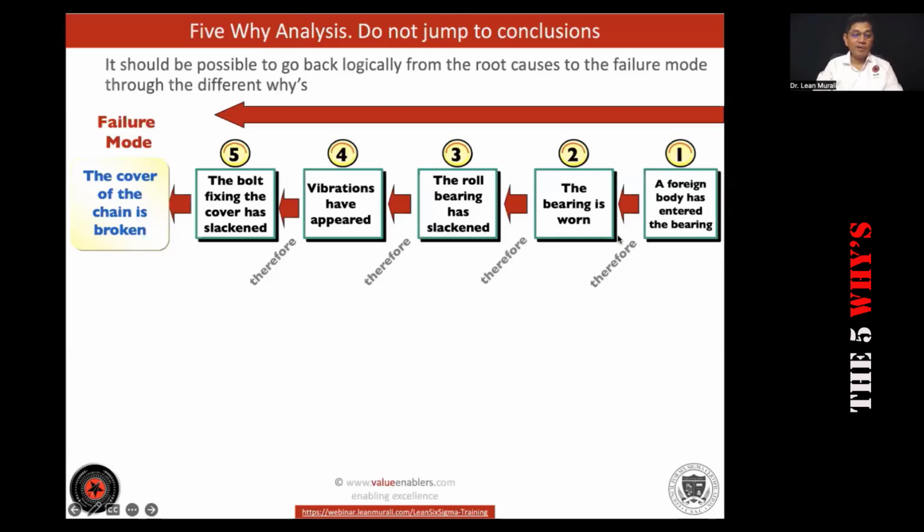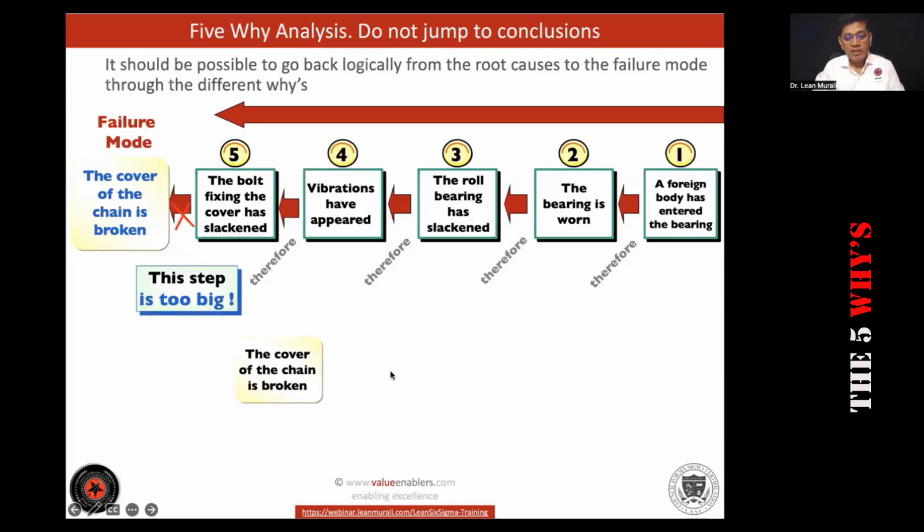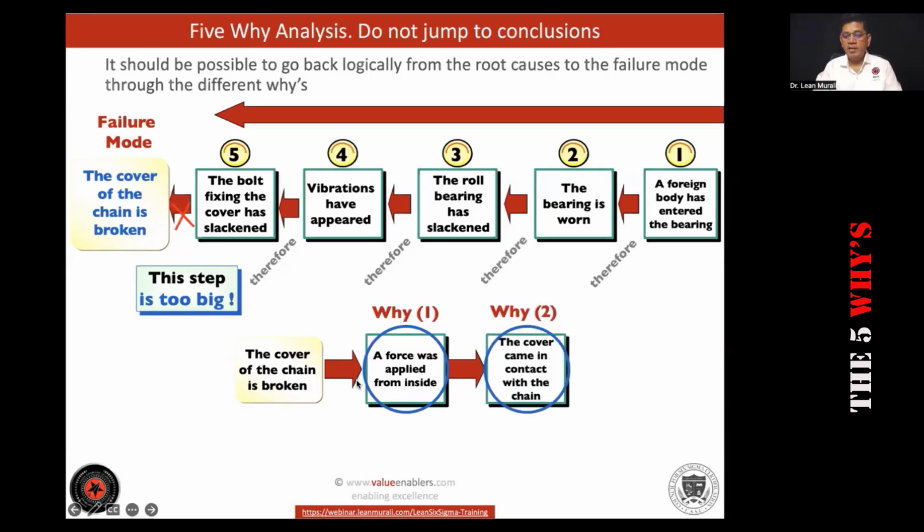All right. Therefore analysis. Now, there is nothing wrong with this therefore analysis. This step becomes too long, and that's why the chain of the cover is broken. A force was applied from inside. The cover came into contact with the chain and the bolt fixing the cover was slackened.